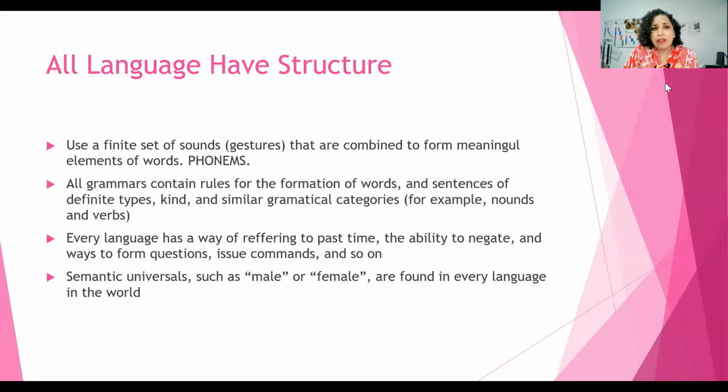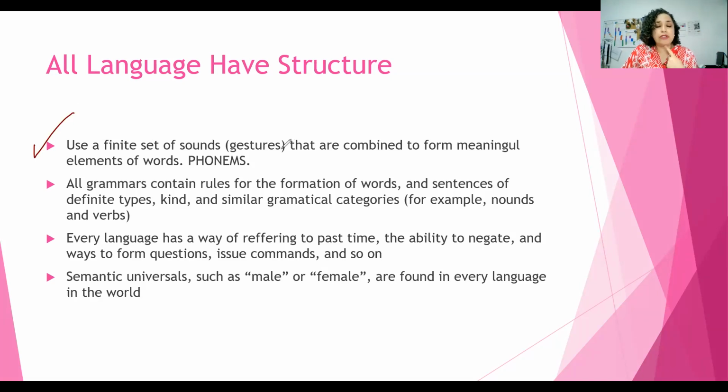So let's try to understand what every language has. This is about what every language has, including our language, Spanish. And that's what we're going to call phonemes. Every language, it doesn't matter if it's English, French, Mandarin Chinese, or Spanish, uses a finite set of sounds, gestures.